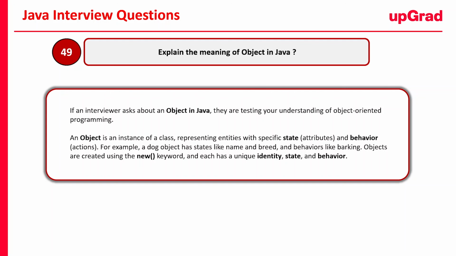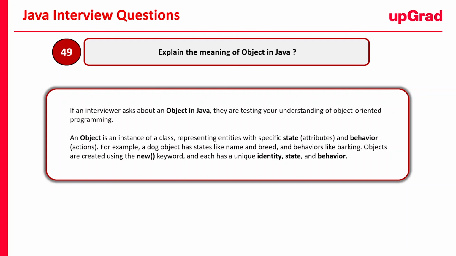An object in Java is an instance of a class representing real-world entities with specific state and behavior. For example, a dog object might have states like name, breed, and color, and behaviors like barking or wagging its tail. In Java, an object is created using the new keyword, which initializes the object. Each object has its own identity, state, and behavior. Alright. So simply like this, you can answer this question. It is one of the most important questions that are being asked in Java interviews.